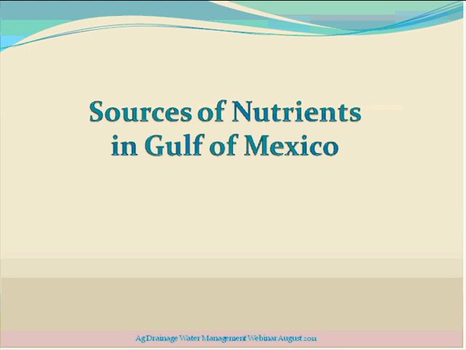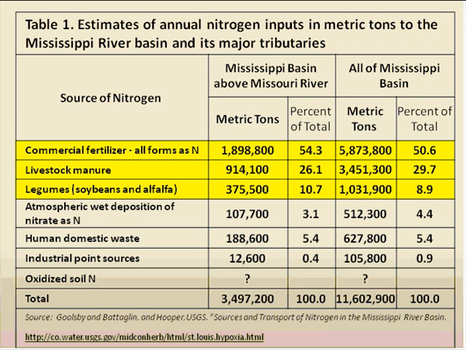The sources of the nutrients in the Gulf of Mexico are basically agriculture. If you look at this table right here, you can see that commercial fertilizer, that's all forms of nitrogen, provides in the Mississippi Basin above the Missouri River about 55%, 54.3 in this table. Livestock manure adds about 26%. Legumes add about 10%, 10 to 11%. So whether you're in the Mississippi above the Missouri River or looking at the whole Mississippi Basin, you're looking at 85 to 90% of the nitrates coming from agriculture.